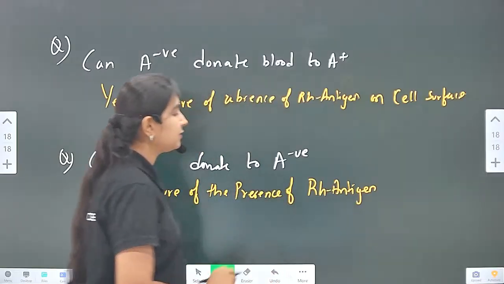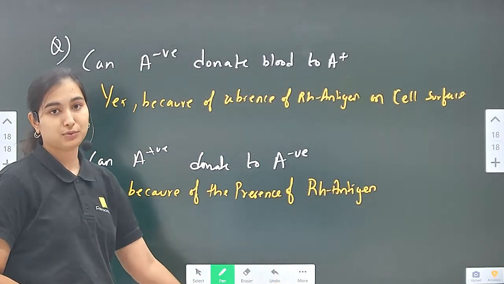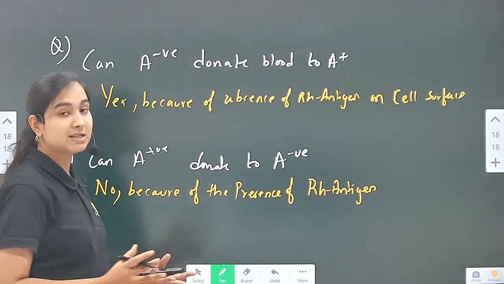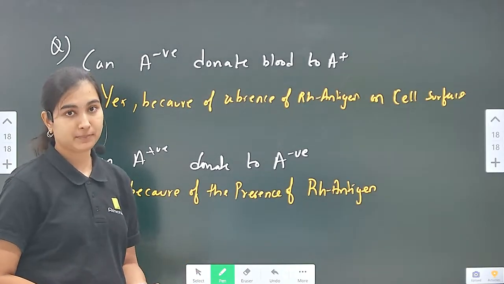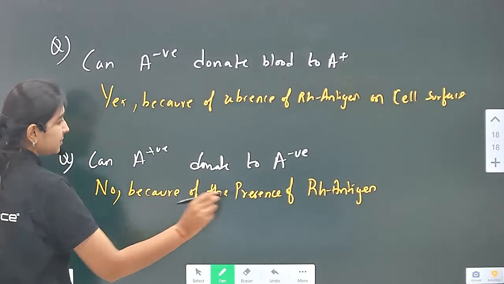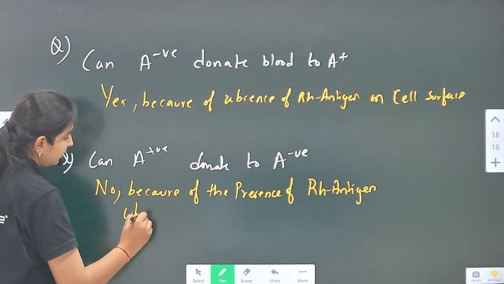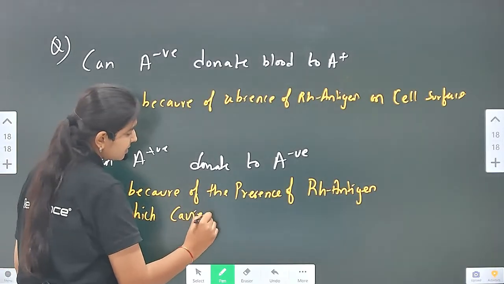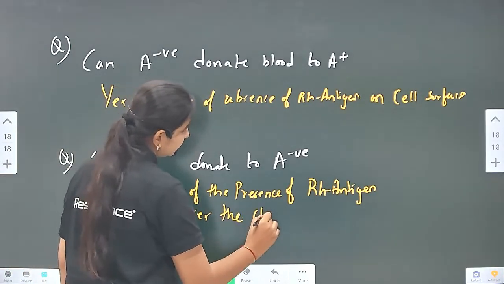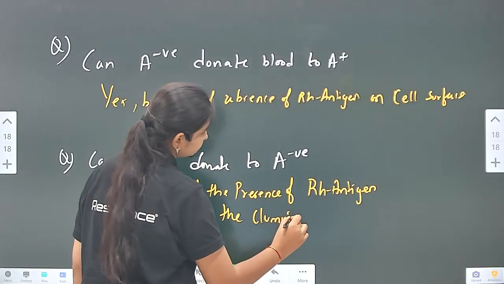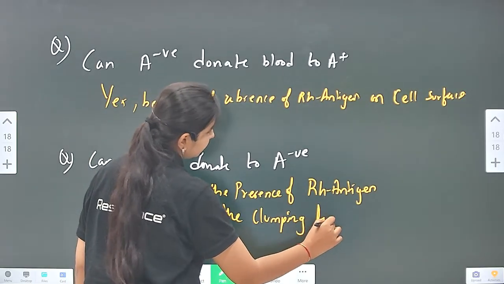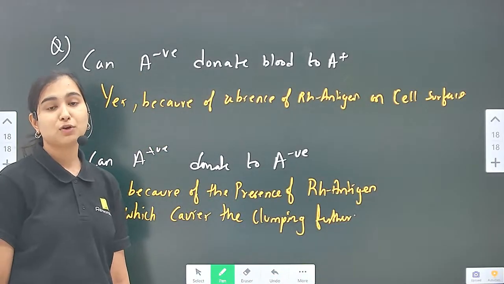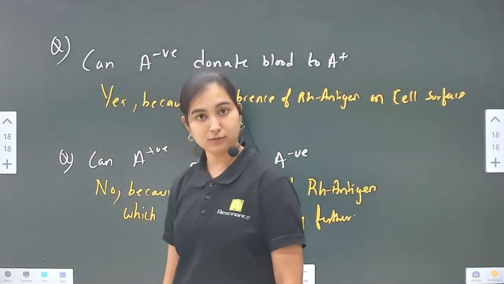Okay, because of the presence of RH antigen, they cannot donate. Now, if they donate, what would happen? If they donate, it would result in what? The clumping. Fine. Now, because of the presence of RH antigen, which causes the clumping further. Okay students, so I hope this topic is crystal clear for all of you, right?